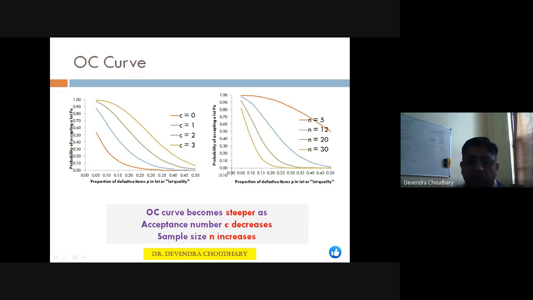And you can note down one thing, that the discriminating power of the OC curve becomes more as the OC curve becomes steeper. So the steeper the OC curve, the better its discriminating power. It can have a very high probability of acceptance for a good lot and a very low probability of acceptance for a bad quality lot.